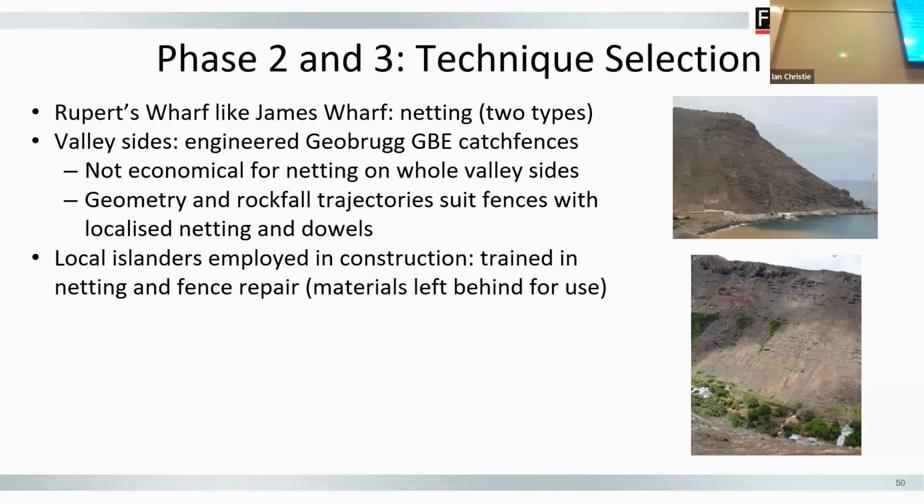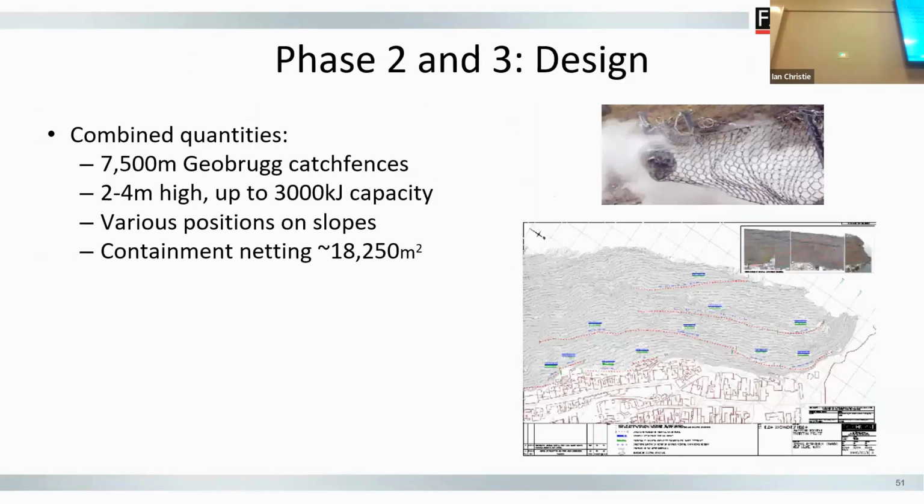It did have netting, the same two types as we discussed before, but it's just not economical to net all of the entire valley. I think even the locals would have got a bit tired of the hairnet if the whole valley was covered in it. So the slope geometry and the rockfall trajectories that we modelled suited fences better. And again, the local islanders were employed in the construction of those, and they were trained in how to repair them, and materials were left behind for them to do it. So there was a good 7.5 kilometres of fences, quite high capacity, in various locations around the valley, and a little bit of containment netting at the wharf too.